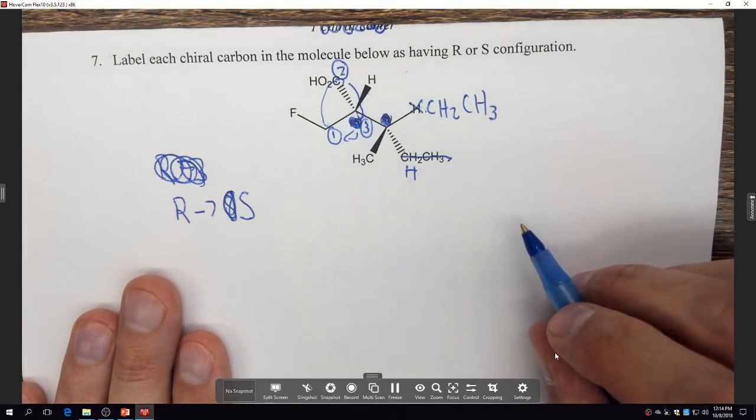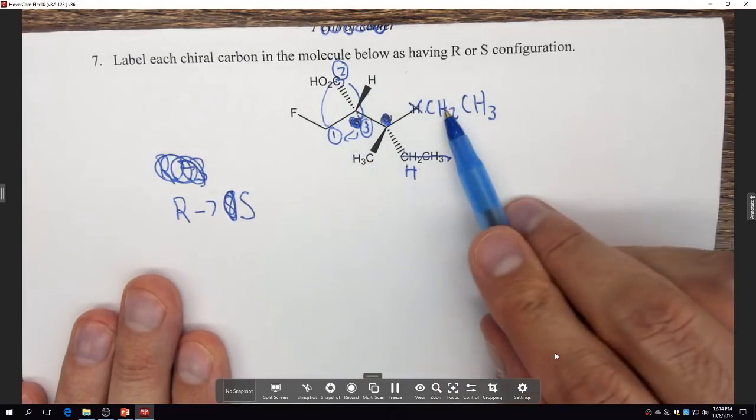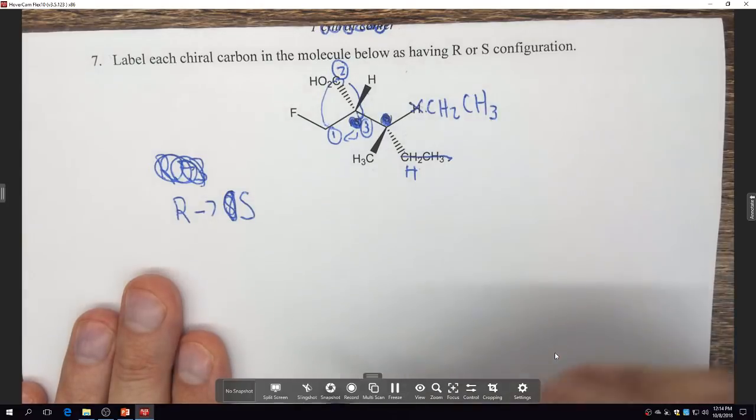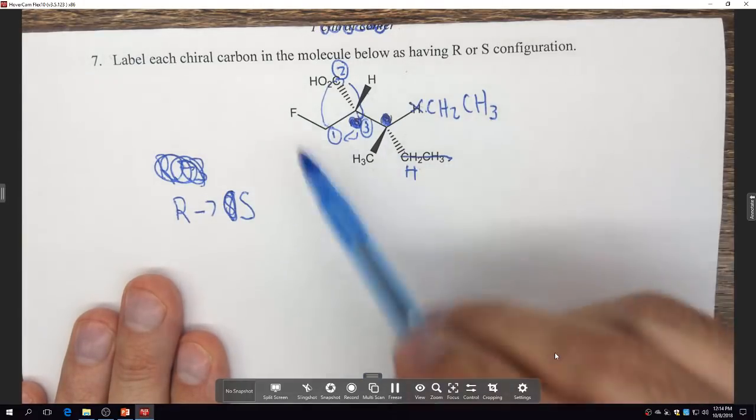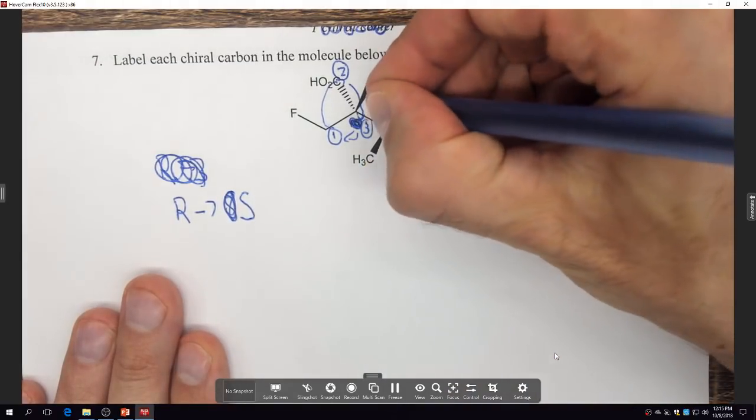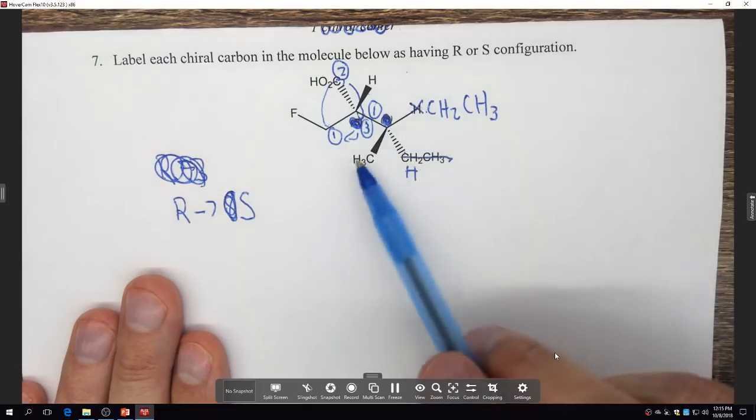All right? So now we need to prioritize our groups. We have a methyl, we have an ethyl, and we have this whole large group. All right? What do you think is priority 1? The large group, the ethyl, or the methyl? The large group. That's 1. All right? Now, what's 2? The ethyl or the methyl?